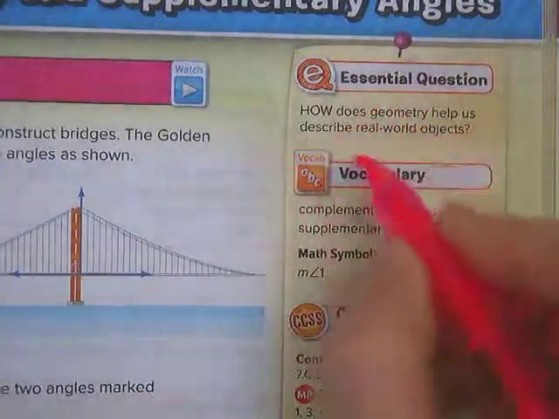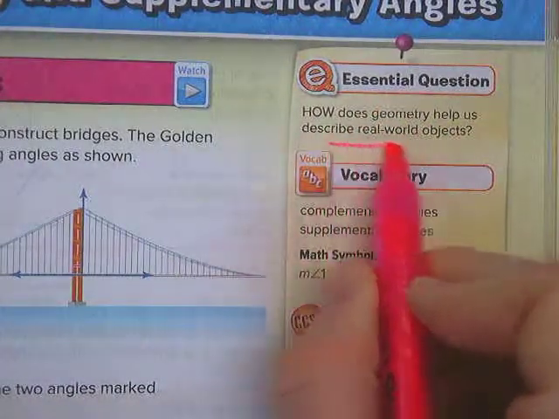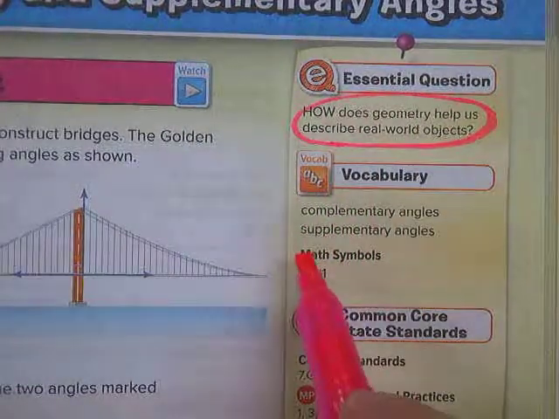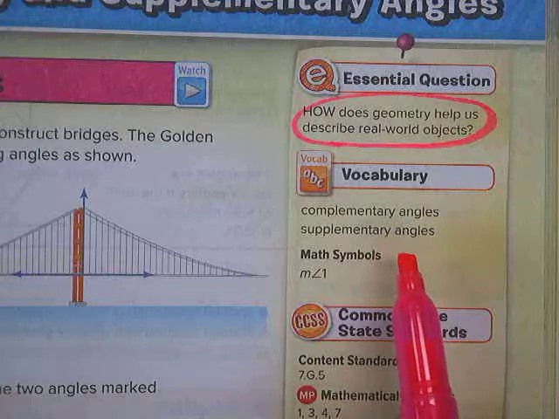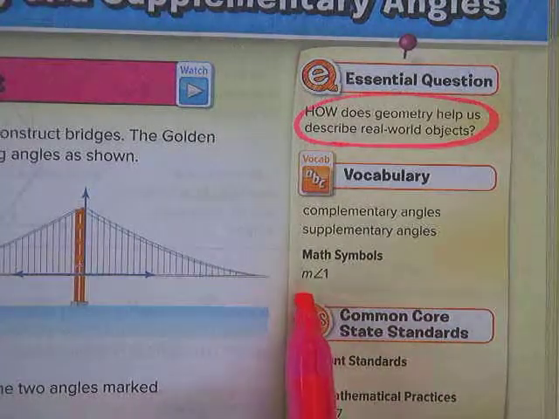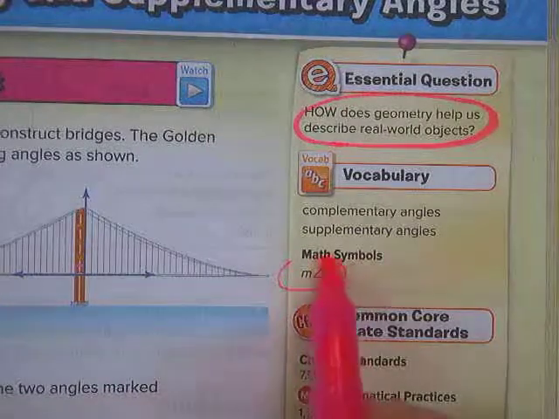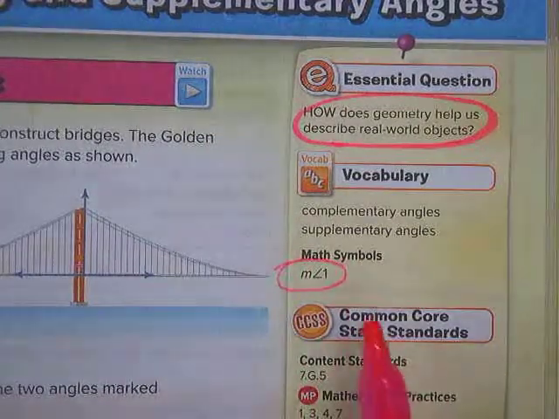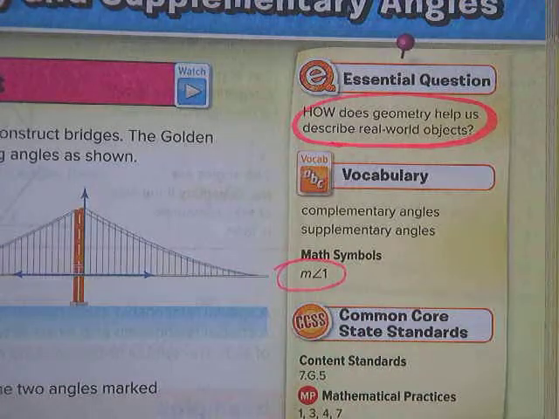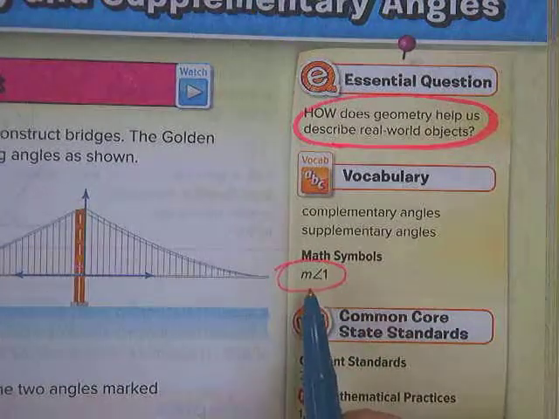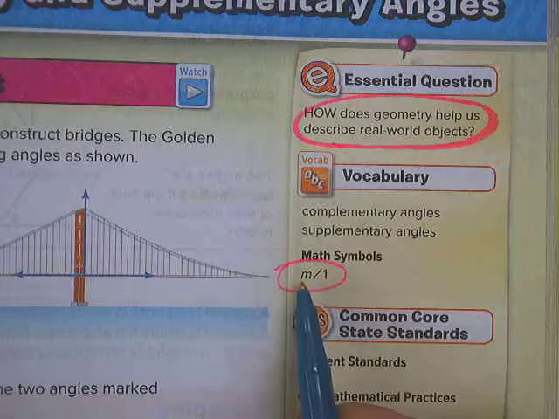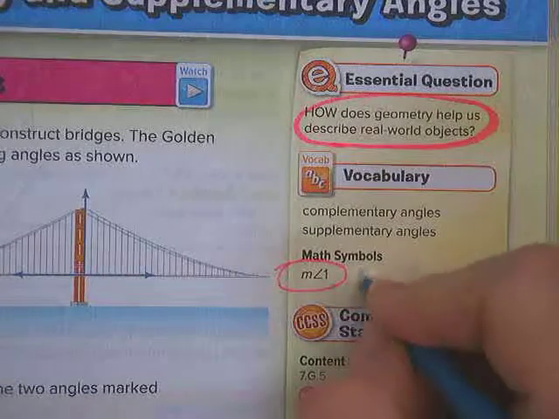This entire chapter we're looking at how does geometry help us describe real-world objects. And our key vocabulary for today is complementary and supplementary angles. And a new math symbol is this right here. You might recognize angle 1, but when we have an italicized M in front of it, that doesn't mean M times angle 1. Excuse me, that M means the measure of.